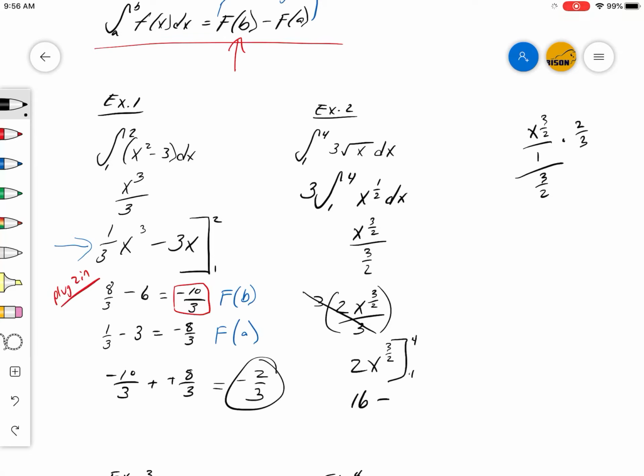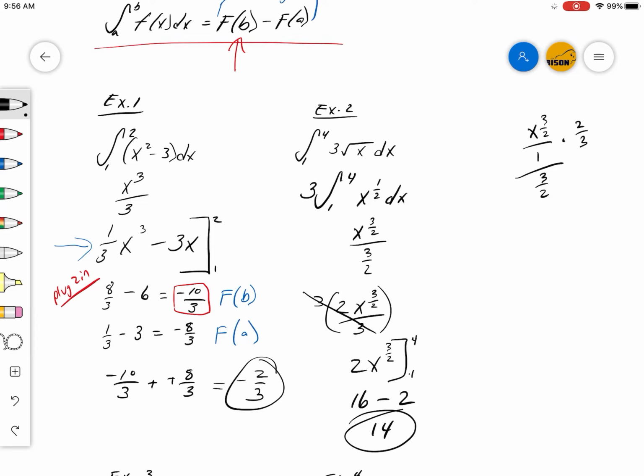And then I'm subtracting what I get when I plug in the bottom one. So 1 to the 3/2 is obviously going to be 1. And 1 times 2 would be 2. So we got 2 here. 16 minus 2 gives me 14. So that definite integral outputs us 14.